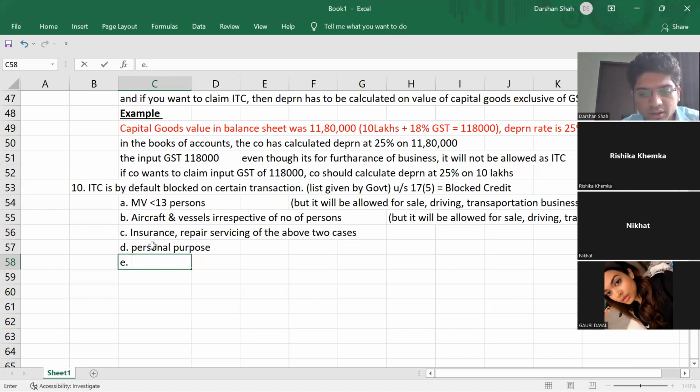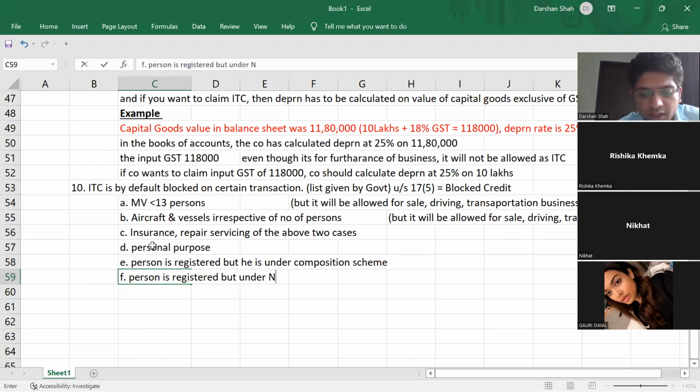Okay. Person is registered, but what's the problem? He is under the composition scheme. We have seen that last time. Under composition scheme, again disallowed. Same way, person is registered, but under NRTP, non-resident taxable person, again disallowed.